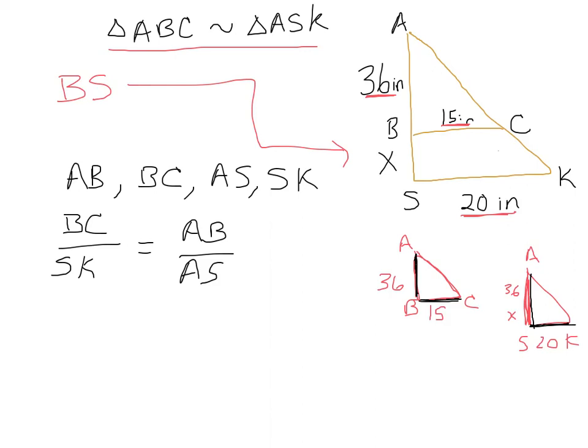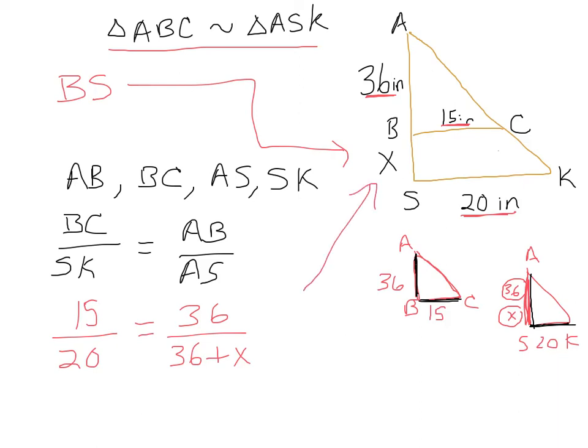Perhaps there's some information we can use to solve for x here. The length of BC we can see has a value of 15. SK is down there at the bottom for 20. AB is 36, and now be careful. The length from A to S is not only this 36, but it's also x. So 36 and x. It looks like we're on our way to figuring out what x is if we solve this proportion. Be careful when you cross multiply here. You're going to have 15 multiplying 36 plus x, and 36 multiplying 20.